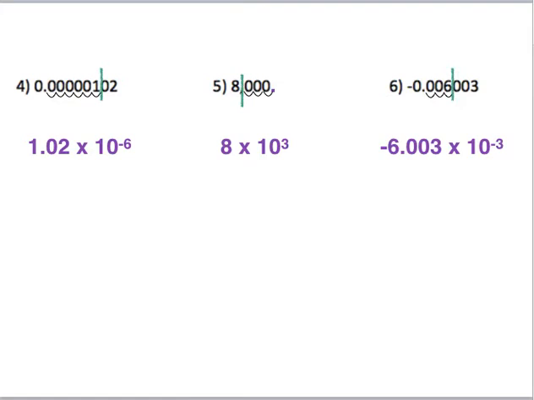Go ahead and check your answers. For number 4, we needed one non-zero number in front of the decimal. The decimal started here, so we kept looking till we found one non-zero number. I need it to end after that first non-zero number, so that's where the decimal should end up. You count the jumps, that ends up being 6 jumps. So it becomes 1.02 times 10 to the power of -6, because this is a tiny decimal number, and you only get that from a negative power.